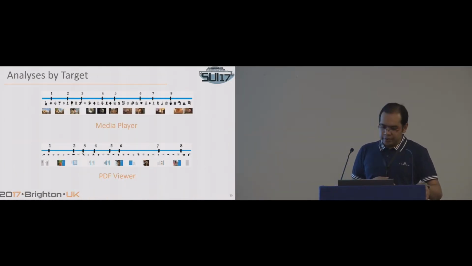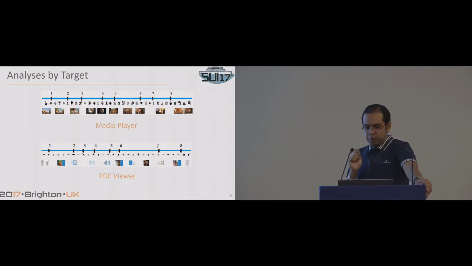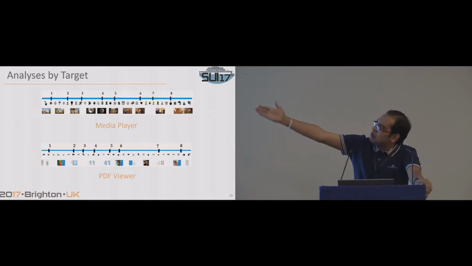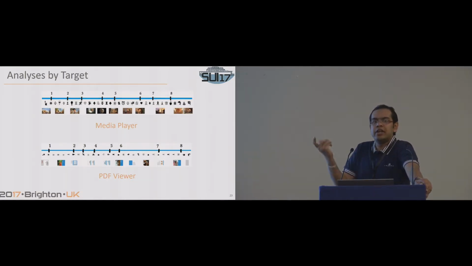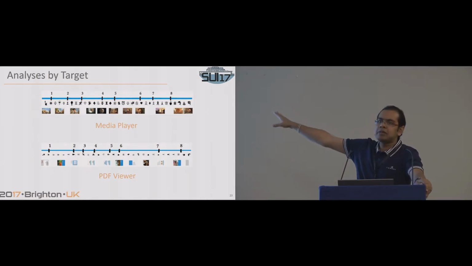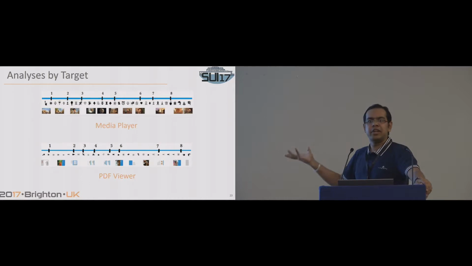Now, analysis by target. According to the serial position effect, people best remember the first and last items from a series or list, which is also known as the primacy and recency effect. The primacy effect means that people can remember the first item very clearly, and the recency effect means that if we see a lot of items, we can remember the last item very clearly.